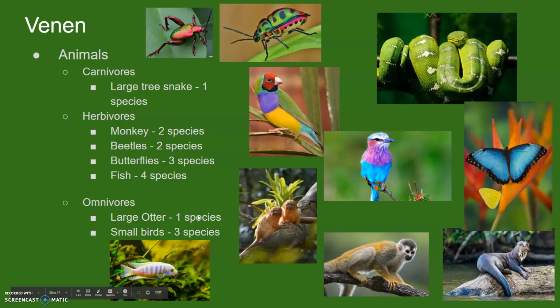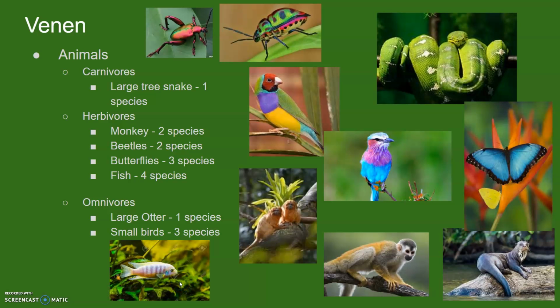Carnivores on this planet. Again, carnivores are meat eaters. You have a large tree snake pictured up here. Herbivores eat plant matter. You have 2 species of monkeys, 2 species of beetles, 3 species of butterfly, 2 are pictured here, and 3 species of fish. 1 of them is pictured here.